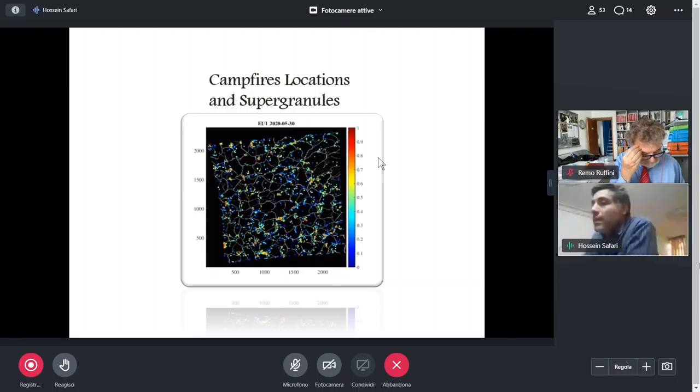Also, in this slide, we show the locations of the campfires. We find that most of them are placed in the supergranular junctions and boundaries, as we expected, the places of high concentration of magnetic fields. To determine the supergranular junctions, they used Solar Dynamics Observatory HMI magnetogram data to find the boundary of the supergranular junctions by the ball tracking method.